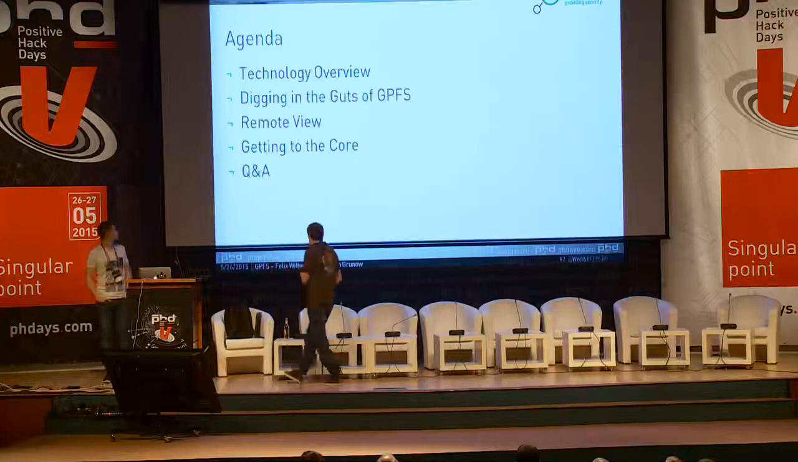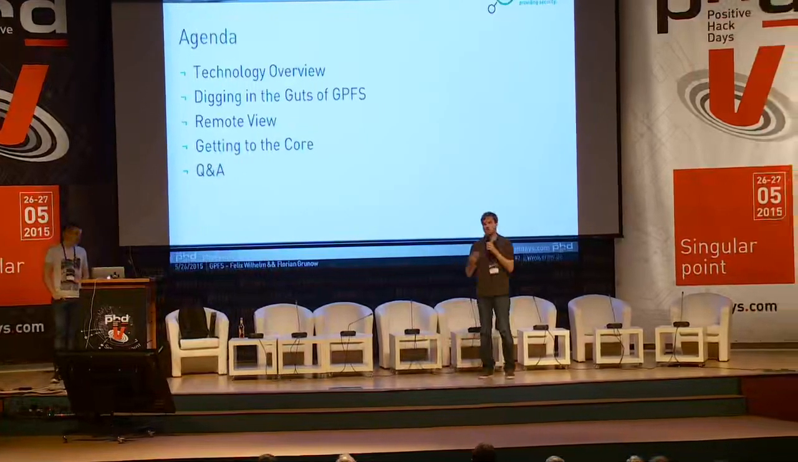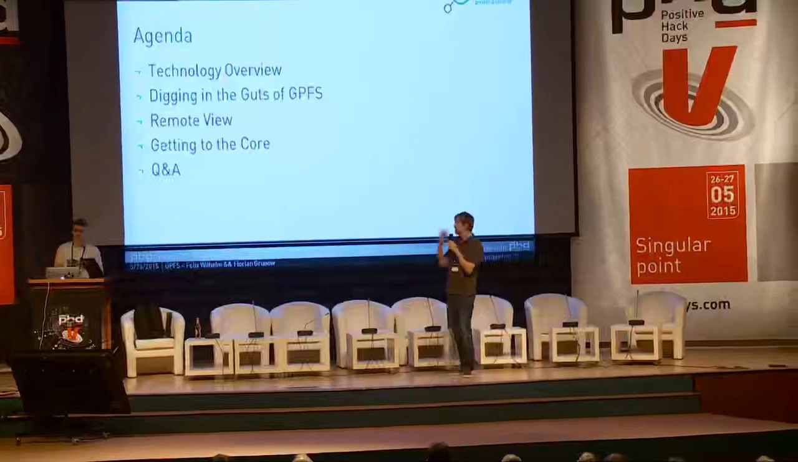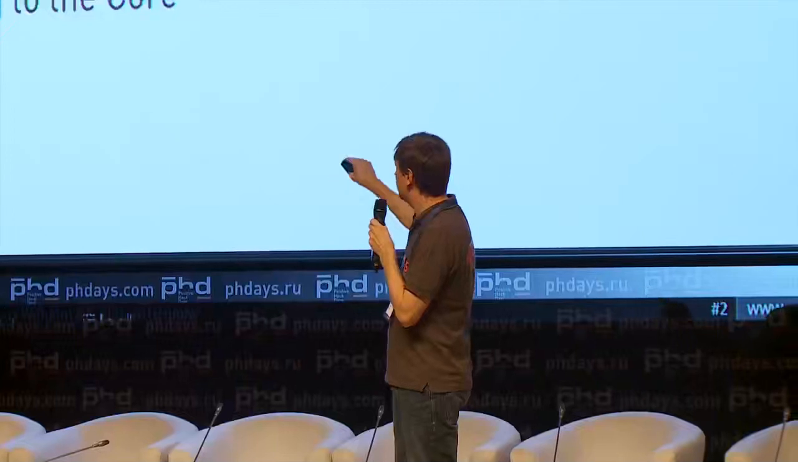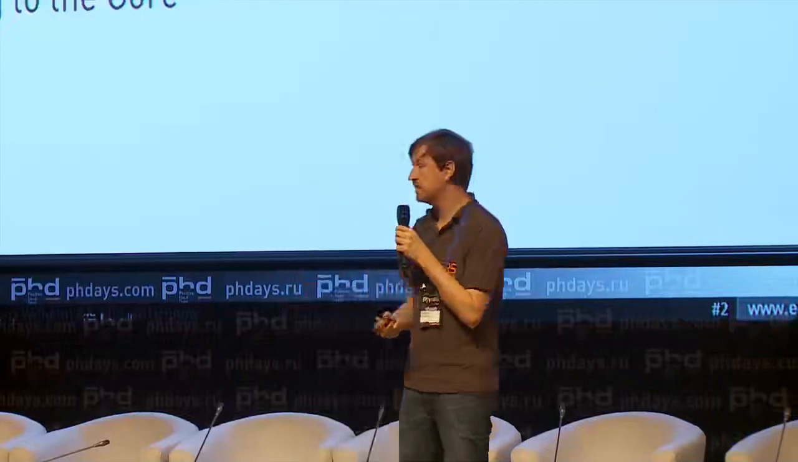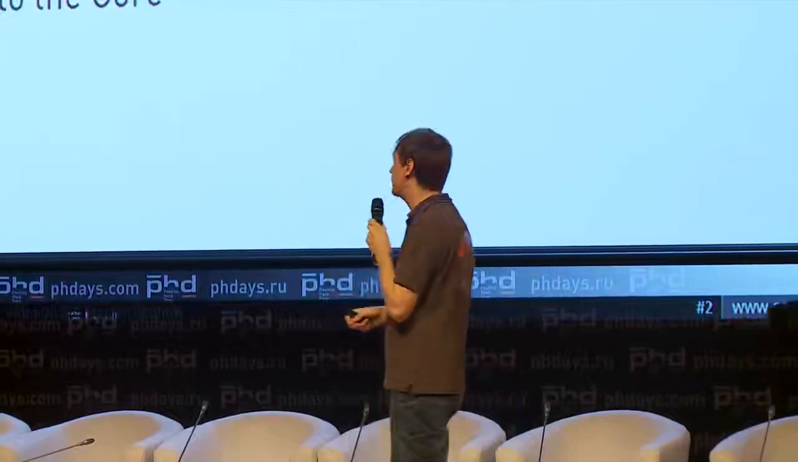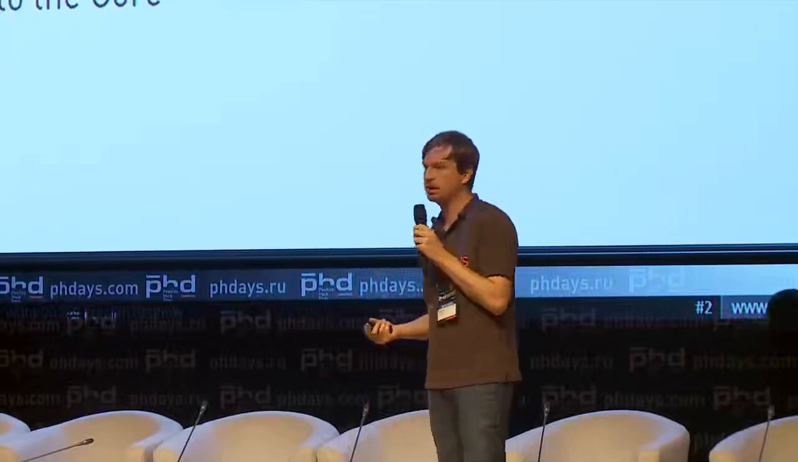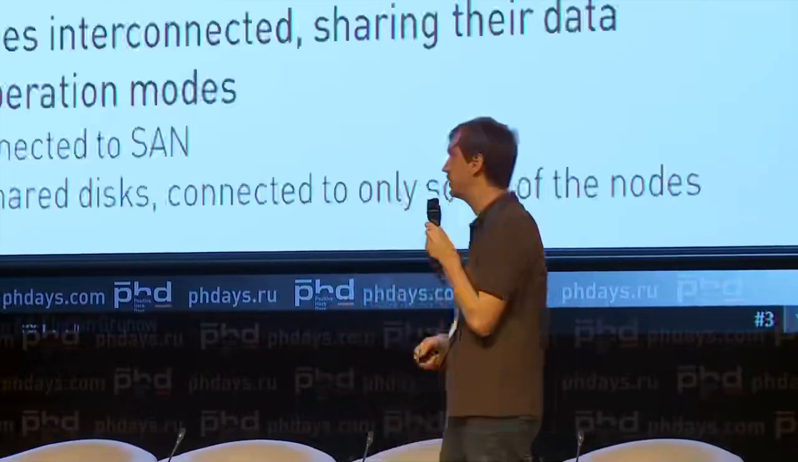Anyways, this is the agenda. We're going to talk about the technology overview first. So we are going to give you a deep dive into how GPFS works. We are going to stick to this threefold structure. So basically we're first going into the local attack vectors for the file system, for GPFS. Then we're going to take a look at the remote view. How does the attack surface of GPFS look from the outside to an attacker? And then we're going to the core, which means the kernel modules and all that is in the core of GPFS. And hopefully we will have a chance to have a Q&A session afterwards.